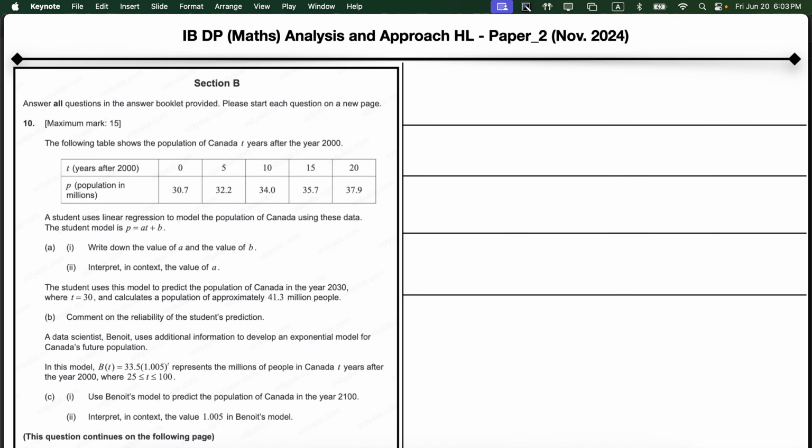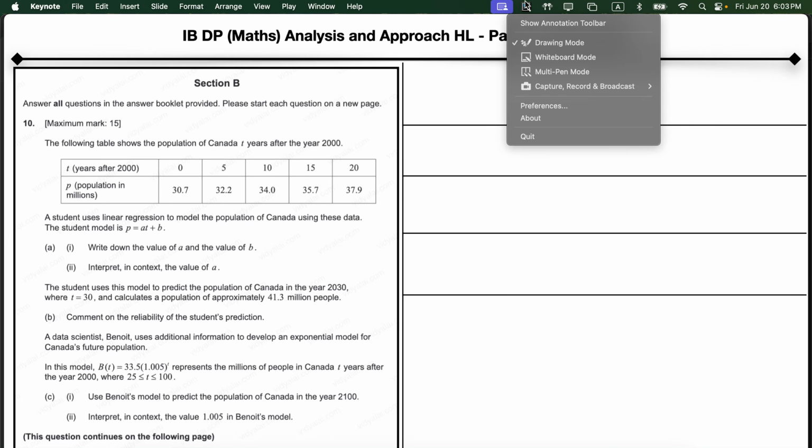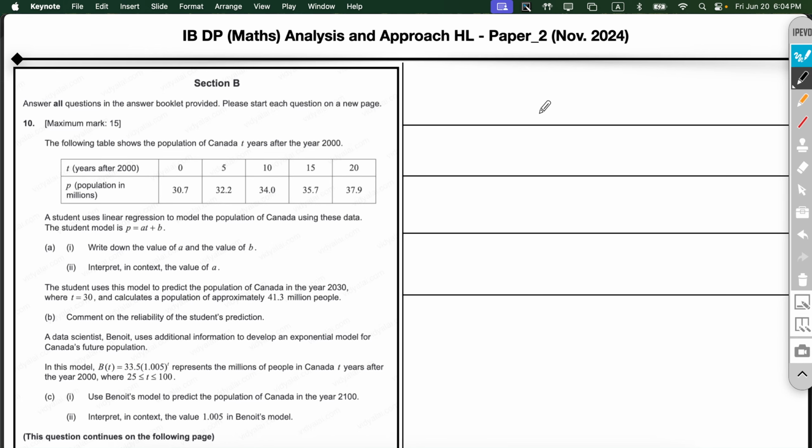So here we come to section B and the 10th question of this paper, which is the first question of section B, asking about modeling of population in Canada from 2000 onwards. The following table shows the population of Canada T years after the year 2000. So T equals 0, 5, 10, 15, and 20 means 2000, 2005, 2010, 2015, and 2020. And the population is given in millions: 30.7 million, 32.2 million, 34, 35.7, 37.9 million.